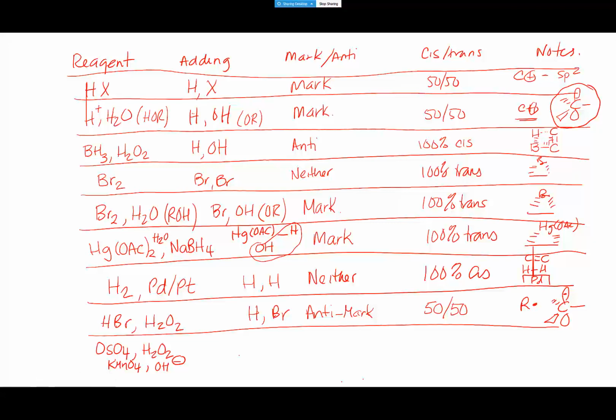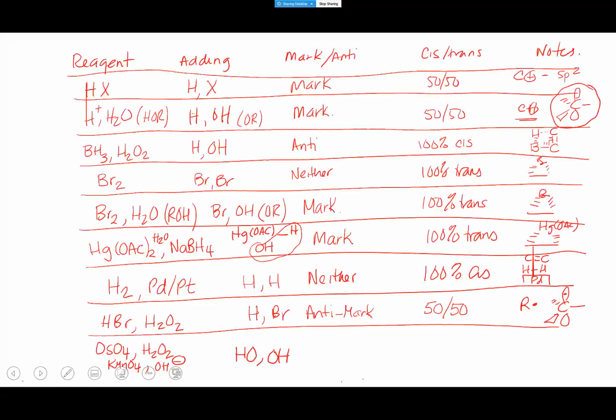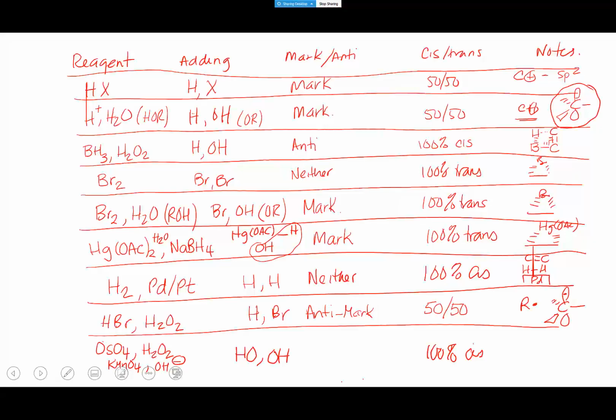It's going to be two OHs. So it's going to be two OHs that I'm adding. That's what the cis hydroxylation means: the two OHs are going to add 100% cis. So we should probably write that over here, 100% cis. And I can explain the difference between cis and syn in a minute.